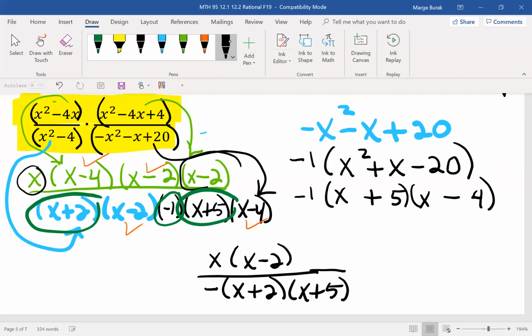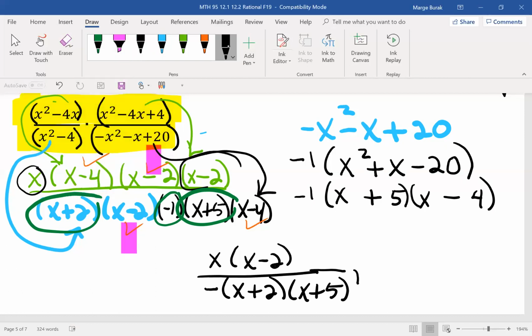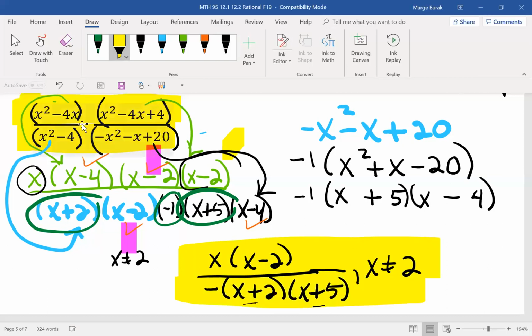And then I have to ask myself, did I cancel anything that I need to list as a domain restriction? Sure enough, I did. Let's go back to here at the beginning, right here, where I canceled those two. And that tells me that x cannot equal 2. I think that's all I canceled. So x cannot equal 2, because you can see right here that x cannot equal -2 or -5. We can see that, but we can't see the 2. Okay, final answer right there.